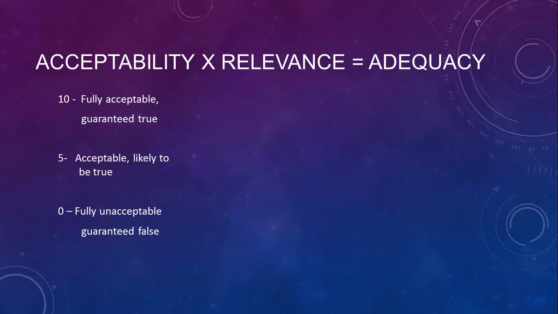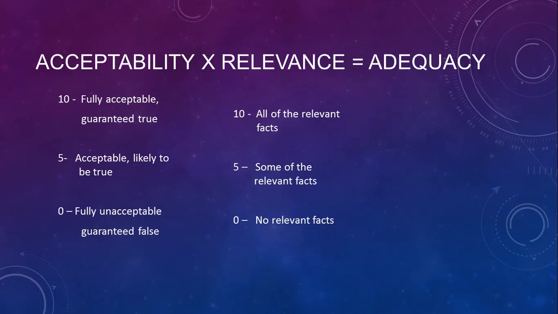But just to make it a mathematical model, 0 would be fully unacceptable, clearly false premises. 5 would be acceptable, likely to be true. And 10 would be fully guaranteed true premises, right? So you get this scale of how acceptable the premises are.